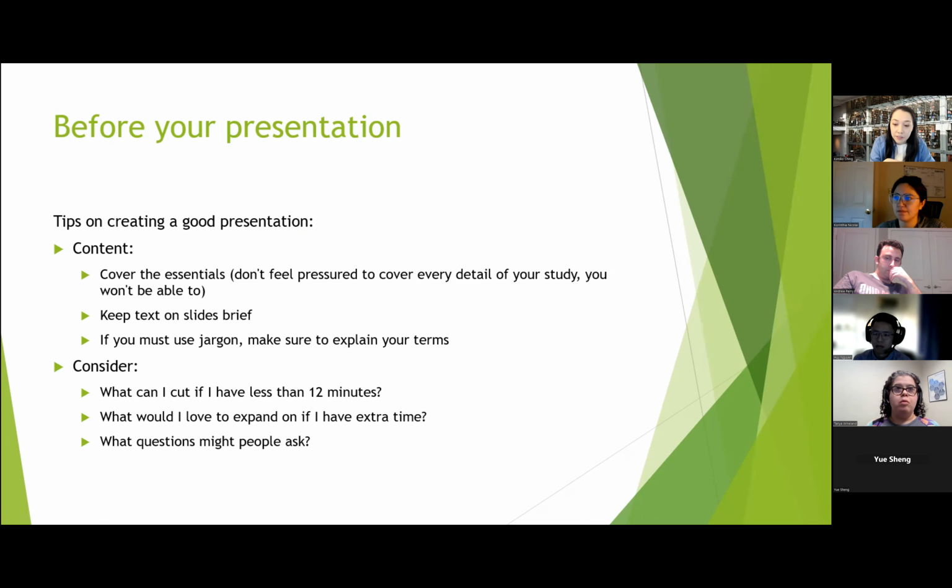Or again, going back to practicing with a friend or someone who doesn't see your research all the time, isn't studying the same thing as you. They're going to have different questions than someone who is doing research with you. So getting perspectives from both ends is helpful so that you can prepare to answer those questions.